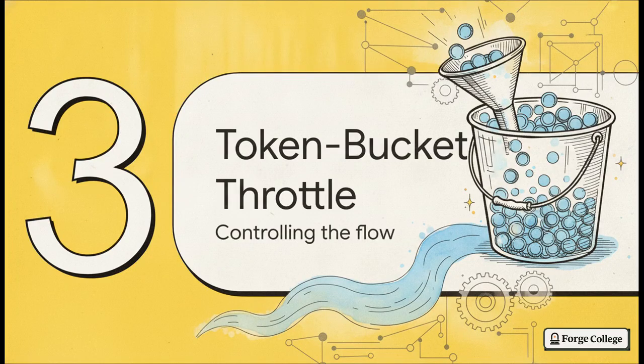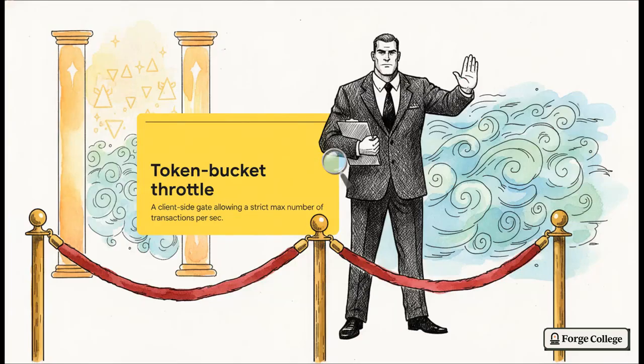All right, Section 3, the token bucket throttle, controlling the flow. Now that we know exactly what's breaking, let's explore our first mitigation tool. This is an absolute lifesaver for client-side traffic management. I want you to think of the token bucket throttle as a highly efficient, incredibly strict bouncer at the door of an exclusive club. This client-side gate ensures that only a safe, predefined maximum number of transactions per second are actually allowed to pass through to your RPC node.